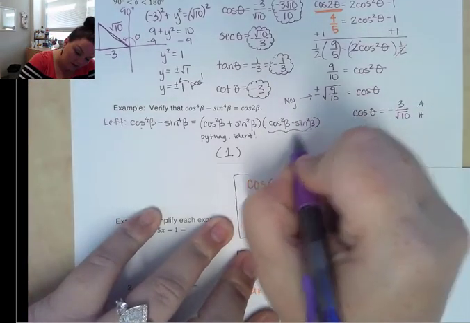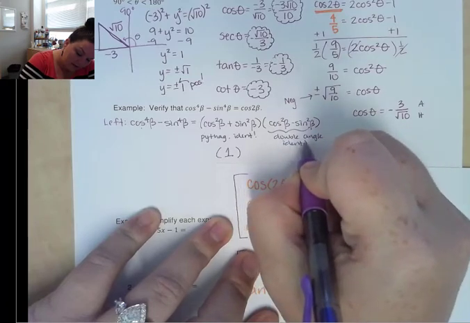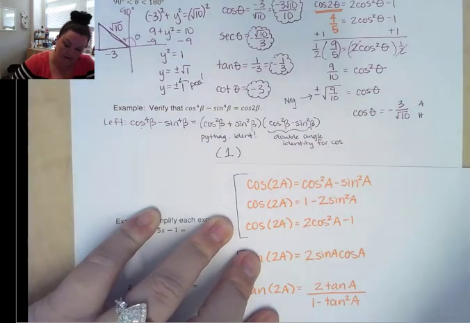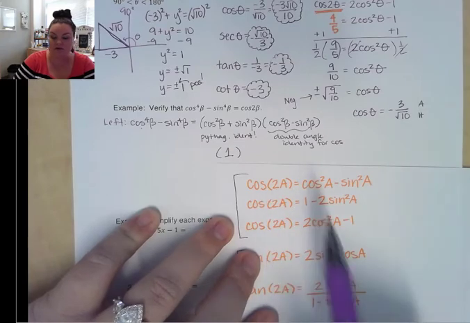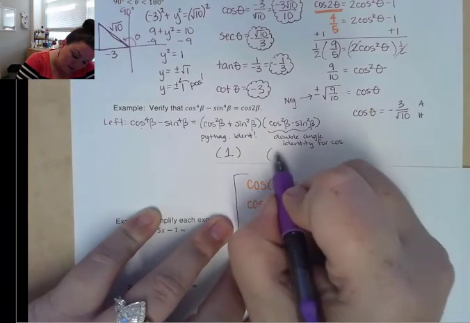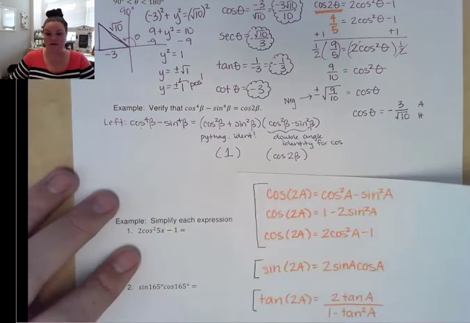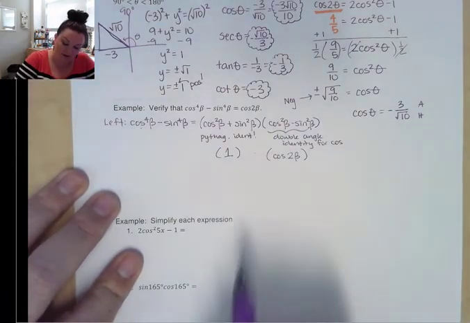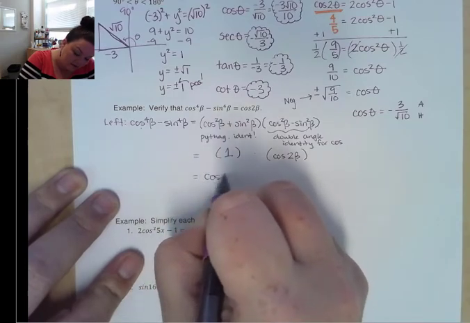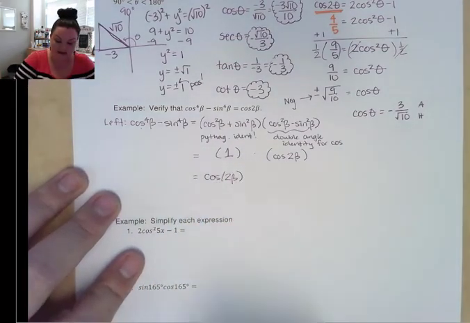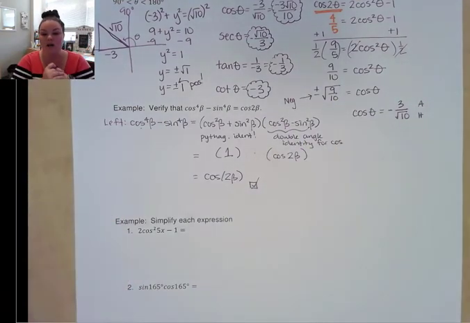This whole thing is a double angle identity for cosine. So this whole thing just becomes cosine of 2 times the angle, and our angle here is beta. So this just becomes cosine of 2 beta, right? And then if I multiply these together, 1 times cosine 2 beta is just cosine of 2 beta. Okay, and that's exactly what we were trying to prove here. So we're done. So that's kind of what a proof looks like.